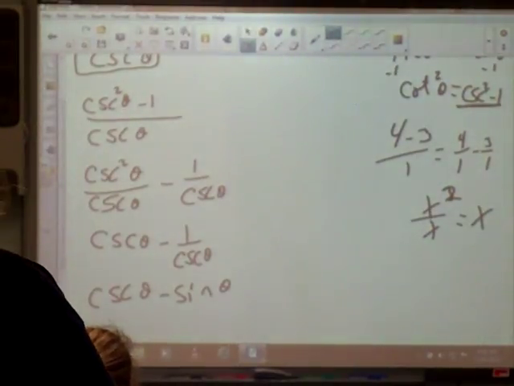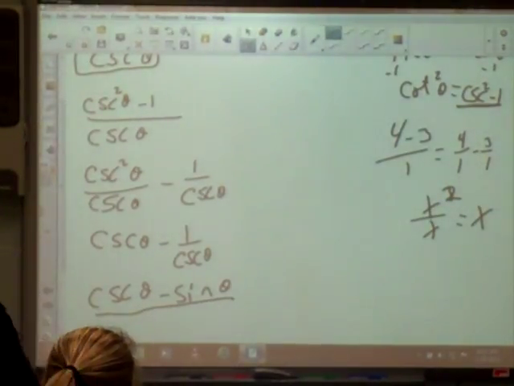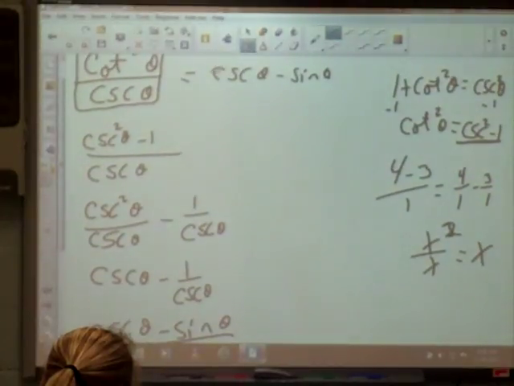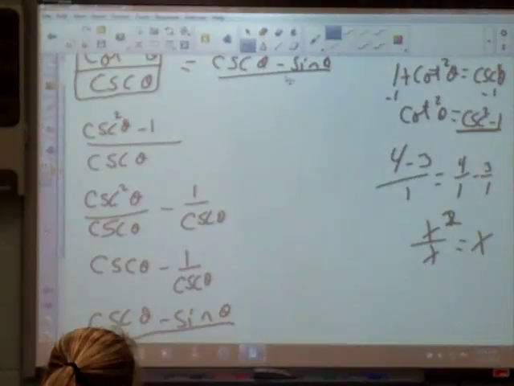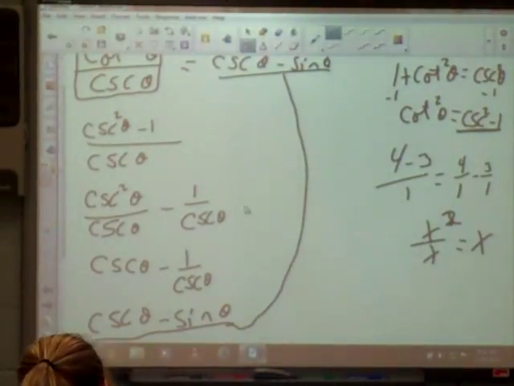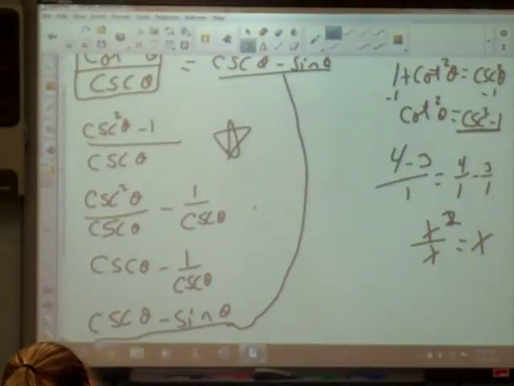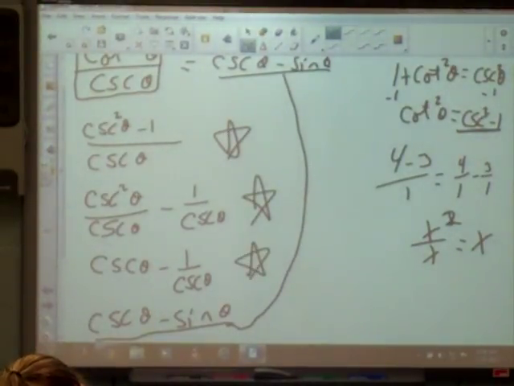Okay, that is what they told me to stop at. So I got that. That's the same thing. Connect those lines there. That's the same thing. So the work was all of these steps.